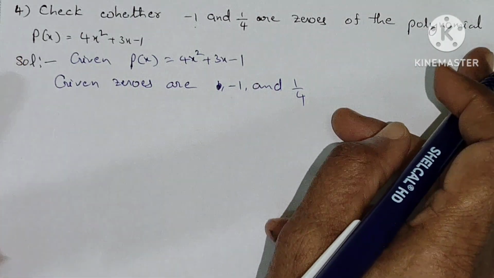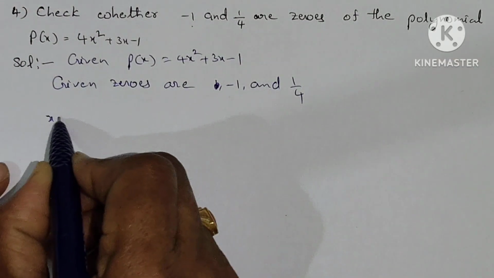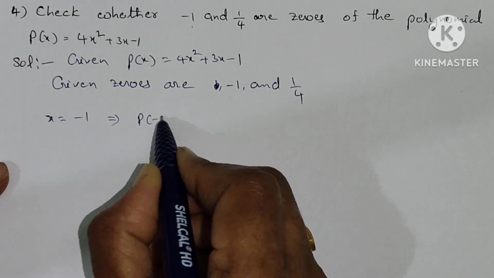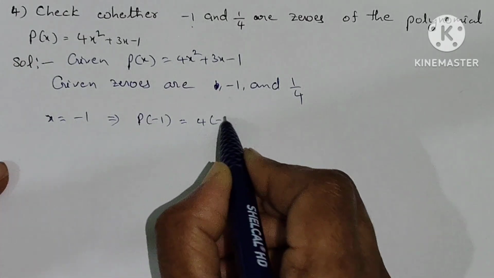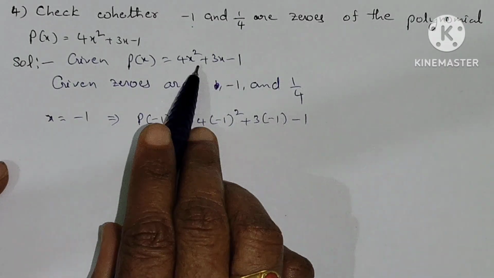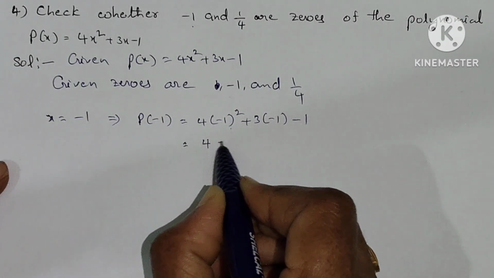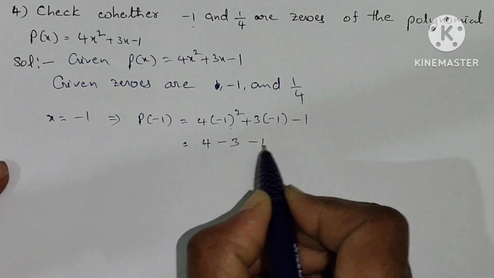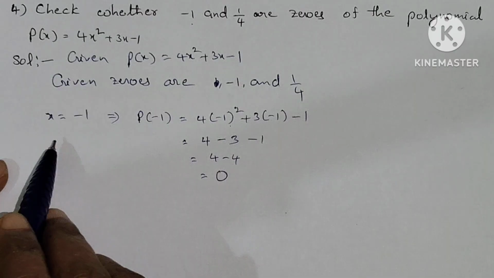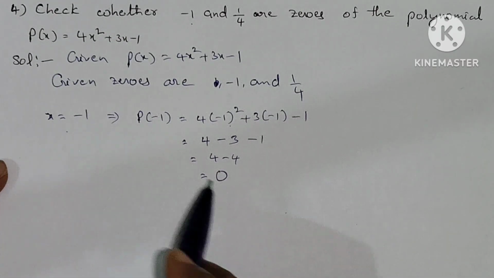Here we take x equal to -1. p of -1 equal to 4 into (-1) whole square plus 3 into -1 minus 1. Here we substitute -1 in the x place. So next, 4 minus 3 minus 1, which is equal to 4 minus 4, equal to 0. So p of -1 equal to 0.